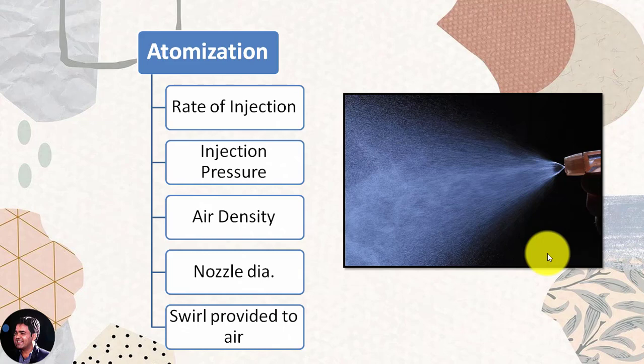Each and every parameter listed here, rate of injection, injection pressure, air density, nozzle diameter, swirl provided to air, directly affects the atomization process. The higher the injection pressure, the better the atomization. If we consider higher air density inside the combustion chamber, then we get less atomization due to the attenuation provided by the air particles inside the cylinder.